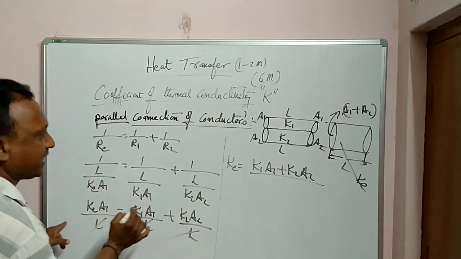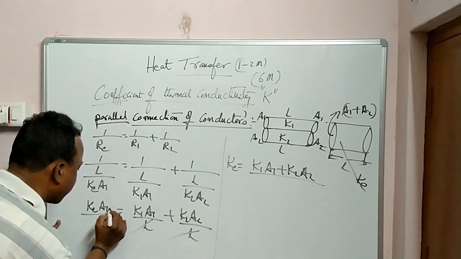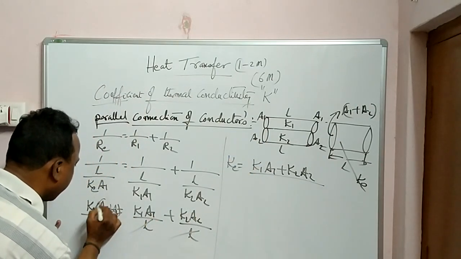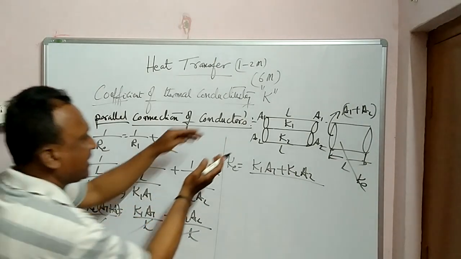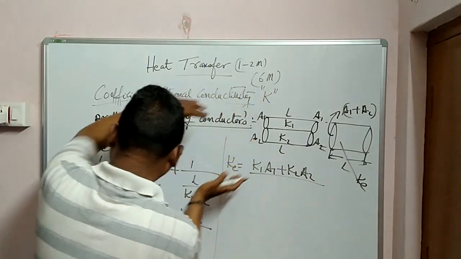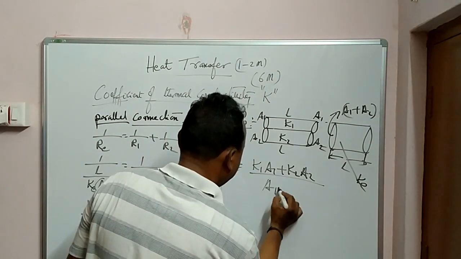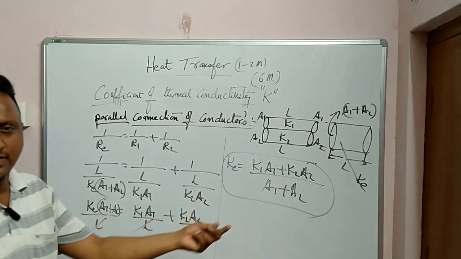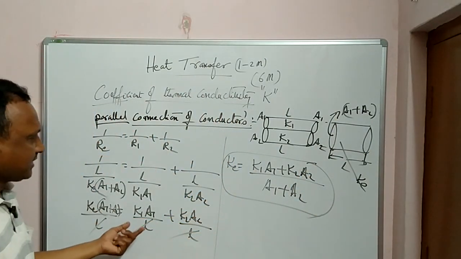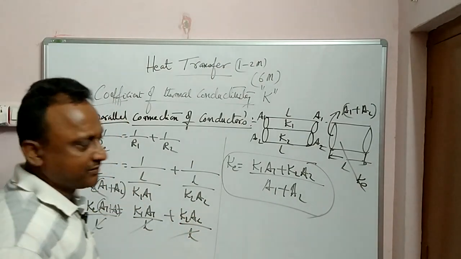Here one thing you have forgotten: the area is not A1, it is A1 plus A2, because the areas are combining, isn't it? So the effective area will be A1 plus A2. The final equation is: K effective is equal to K1 A1 plus K2 A2 by A1 plus A2. So this is the equation in the parallel connection of conductors. Okay.